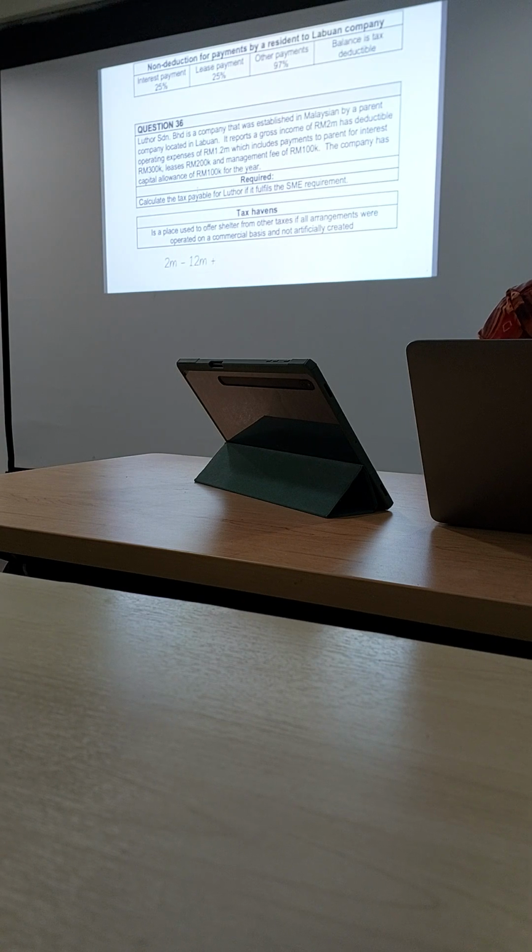75k. Are you sure? 75% of 300k is... or 75%, no. So 25% of 300k is 75k, yeah? Okay. So you plus back 75k. You understand why we are plusing back already now, right? Because it's interest, and you cannot deduct 25% of the payment made to a Labuan entity.